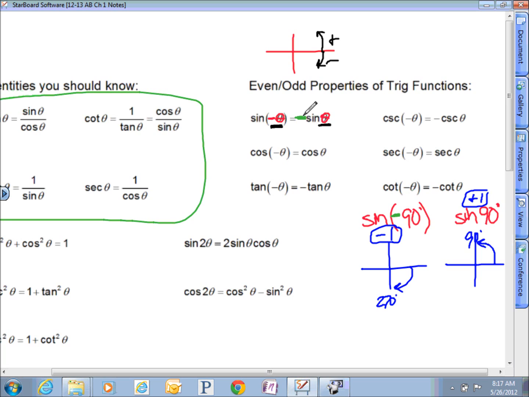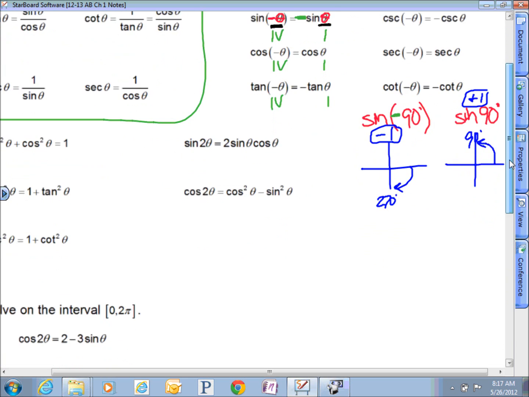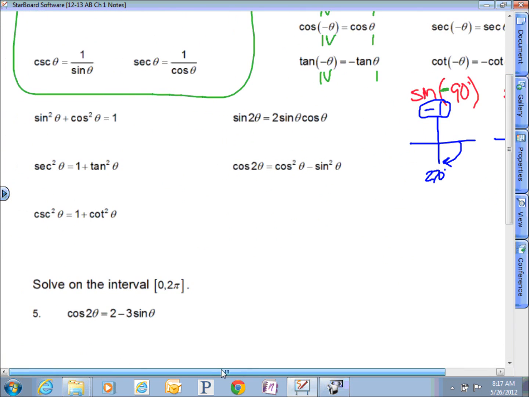Cosine, if you think about this, if I did my exact same example, cosine in, for example, quadrant number 4 would match cosine in quadrant number 1 if we used the same reference angle. Tangent in quadrant number 4 would be the opposite of tangent in quadrant number 1. And we already demonstrated with sine, sine in quadrant number 4 would be the opposite of how sine would turn out in quadrant number 1. So these even-odd properties are meant to be a shortcut. They tend to throw people off a little bit, but they're meant to save you some time.